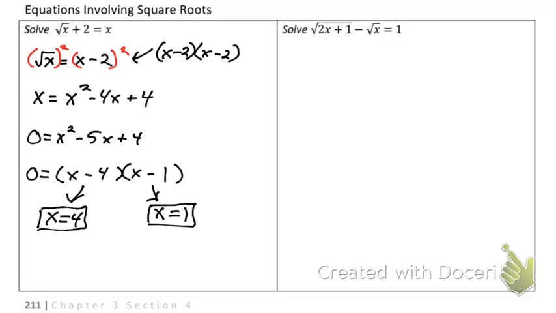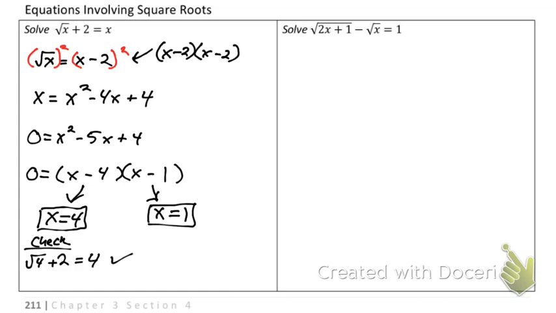So let's check 4. So we're going to check both of our answers. We have to. So this is not checking to make sure my work is right. It's to make sure these are actually true answers. So we have the square root of 4 plus 2. Well, square root of 4 is 2, plus 2. It does equal 4.